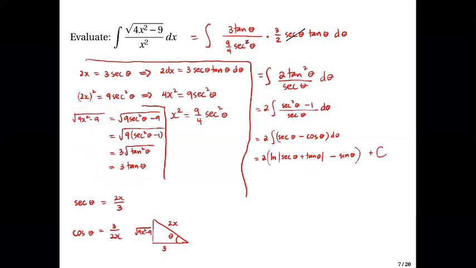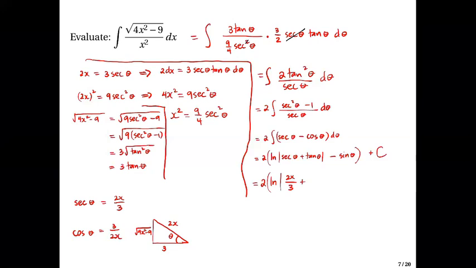We need the sine theta, but we don't have any representation of sine theta yet. That's why we will need this triangle. Okay? So finally, we will have 2 times ln absolute value of secant theta, it's 2x over 3, plus tangent theta.